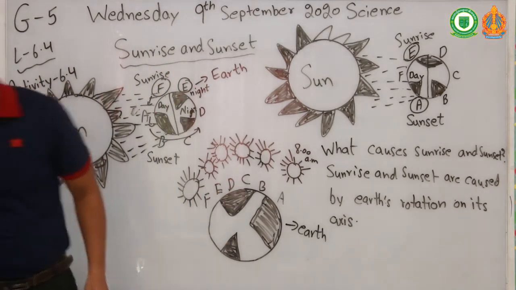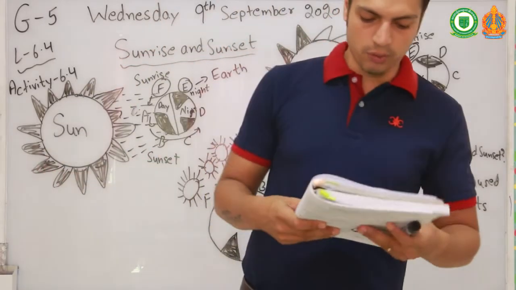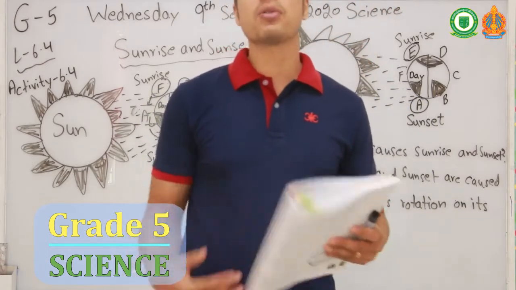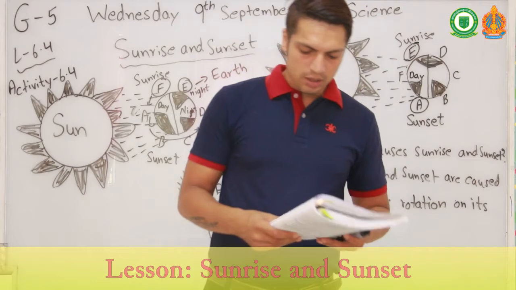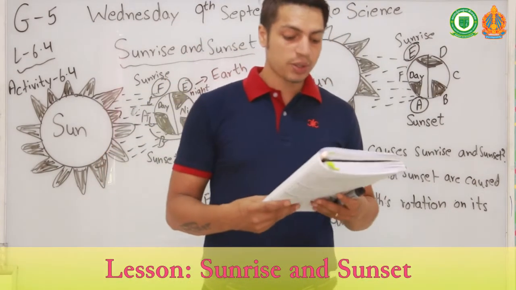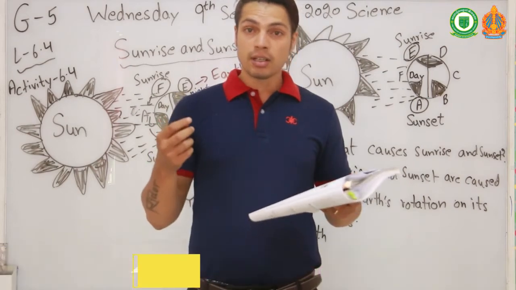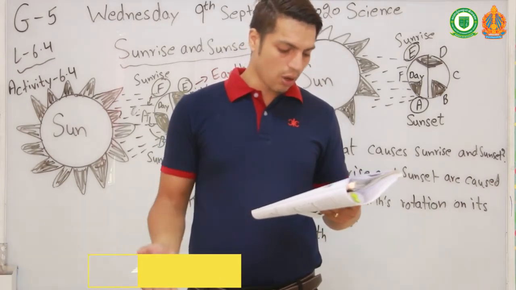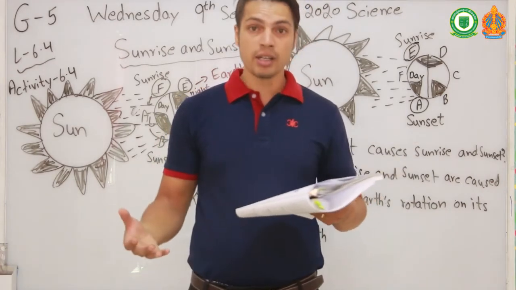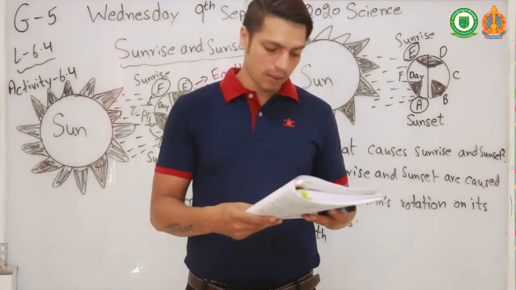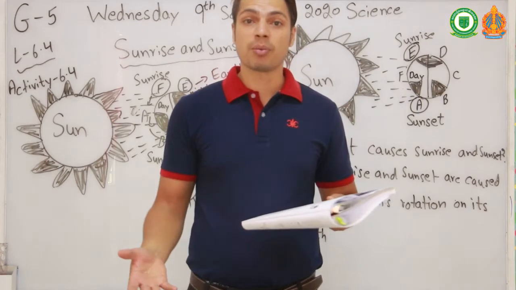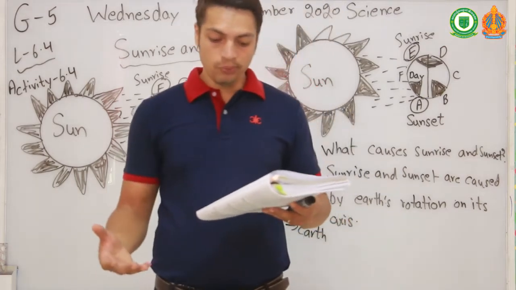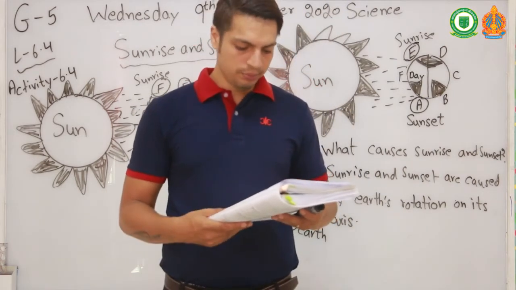Let me read activity 6.4 first. Activity 6.4: Investigating the times of sunrise and sunset in Cape Town, South Africa. Cape Town is a city in South Africa. So let's have a look. Date: 1st February 2013. Sunrise time is 6 o'clock and 8 minutes in the morning, and sunset is 7:51 p.m. So 19:51 means 7:51. The length of day is 13 hours 43 minutes.